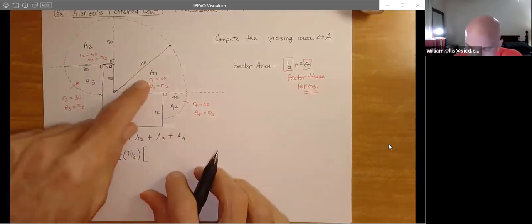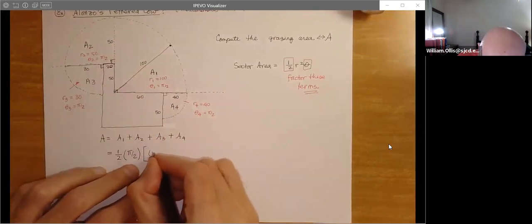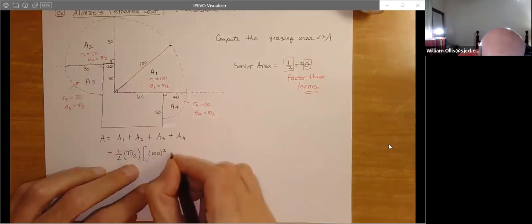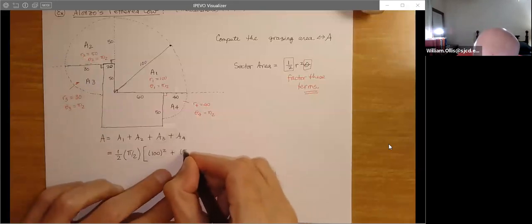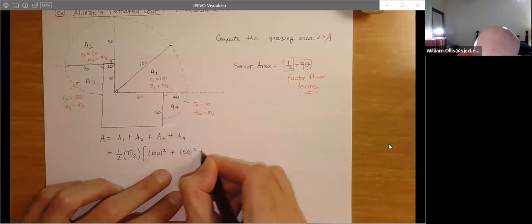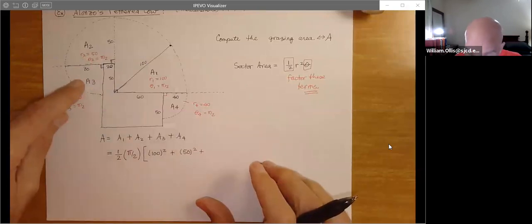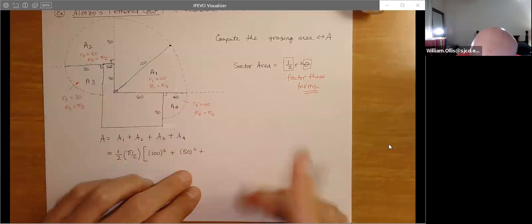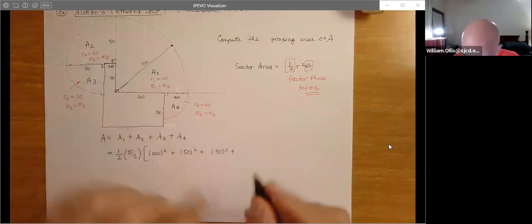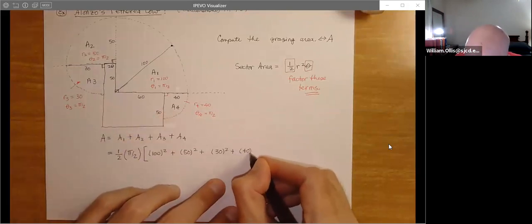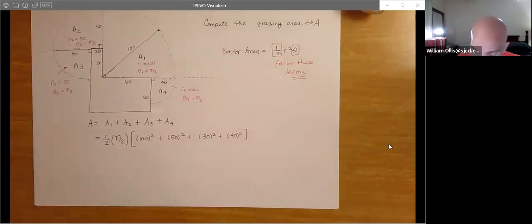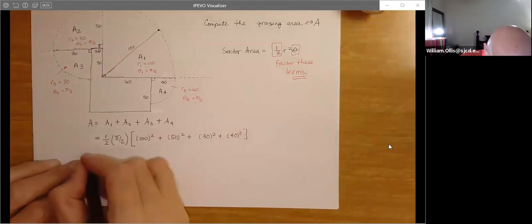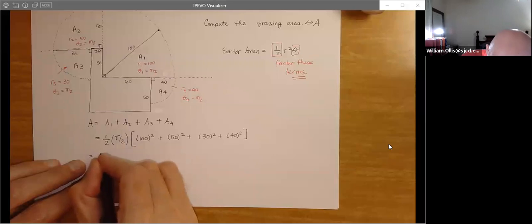So for A1, we have 100 squared. For A2, we have what? 50 squared. For A3, we have 30 squared. And then for A4, we have 40 squared. Now, again, the squares make it easy, and these numbers are all very nice. So it's going to make for a simple computation. So now, of course, we have pi over 4.